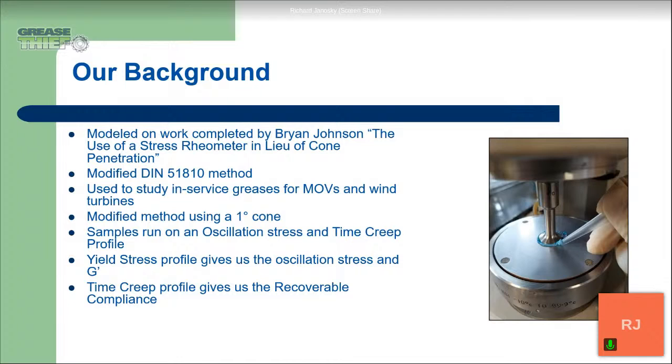The method uses a 1 degree cone. It's a little bit challenging to see, but if you look in the image on the right, on the top of the geometry, you'll see a 1 degree. The geometry almost looks flat, but it is at a 1 degree cone. As I mentioned before, samples are run on the oscillation stress and the time creep profile. The yield stress gives us the oscillation stress and the G prime values, and the time creep profile gives us the recoverable compliance of the grease.